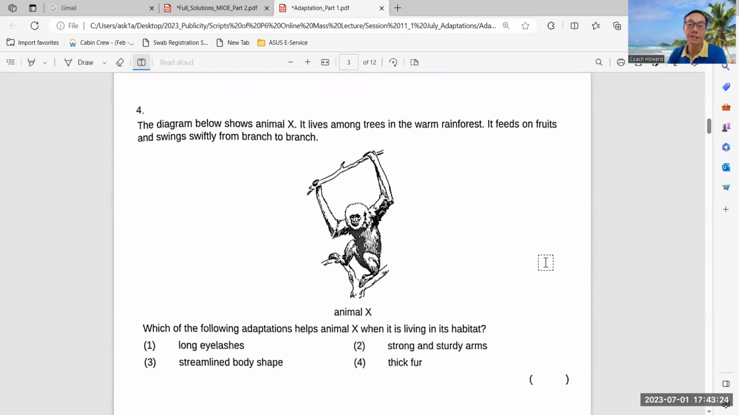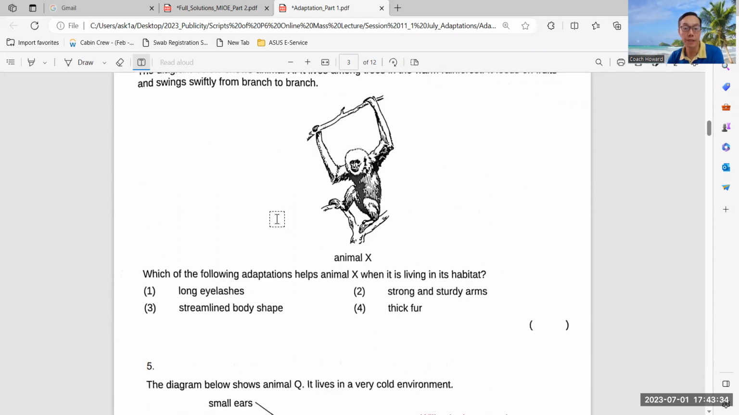Okay, this animal X. Notice usually for exam papers, they don't name the animal. They'll say animal X, animal P, okay? It feeds on fruits and swings swiftly from branch to branch. Which of the following adaptations helps animal X when it's moving in this habitat? Okay, of course, it's the strong and steady arm, right? Yeah. 2.